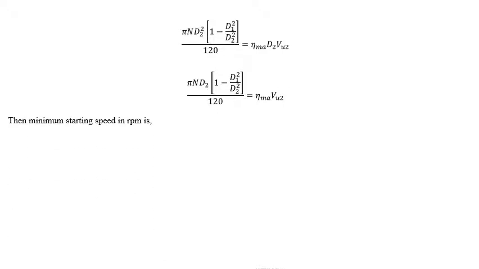Then the minimum starting speed in RPM is N minimum = 120 times the manometric efficiency into Vu2, divided by pi d2 (1 - d1²/d2²). This is the expression for the minimum starting speed in a centrifugal pump.